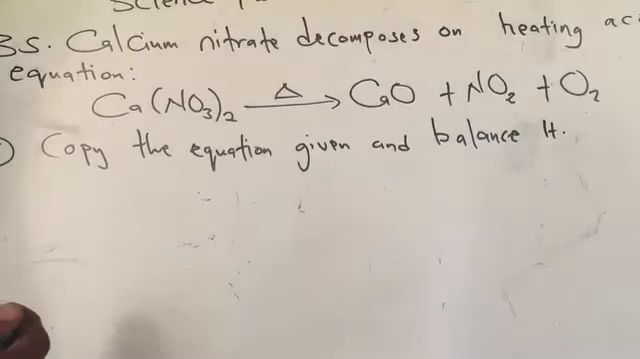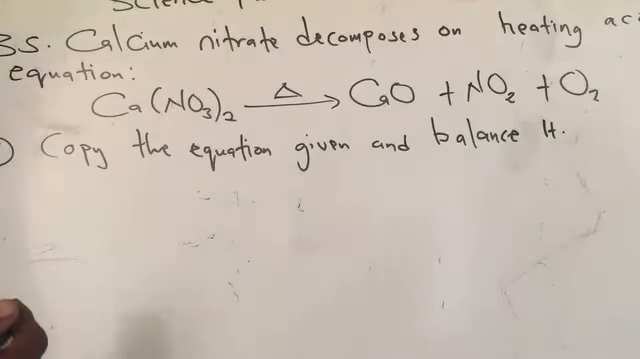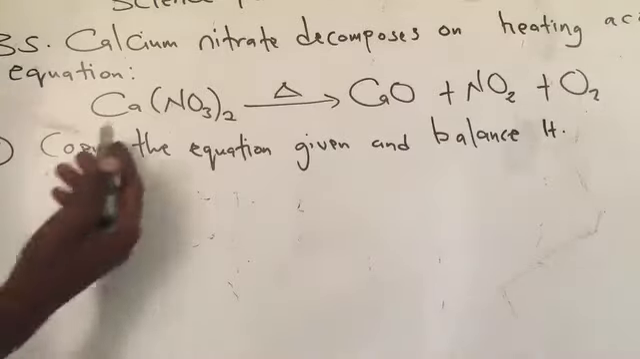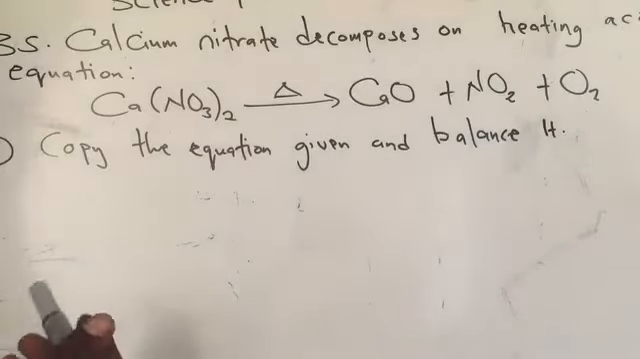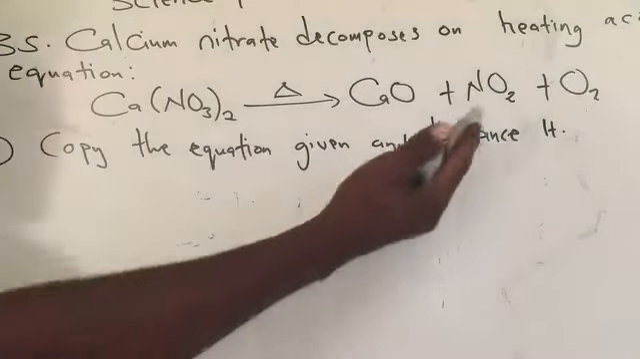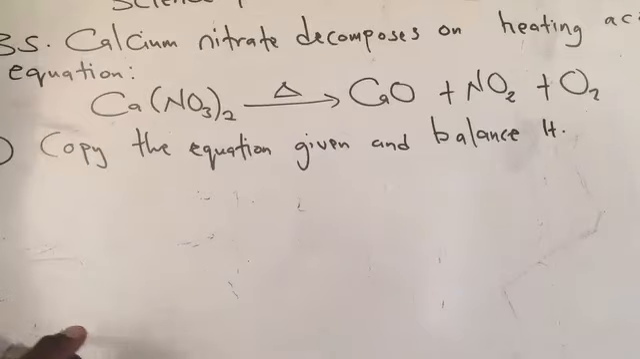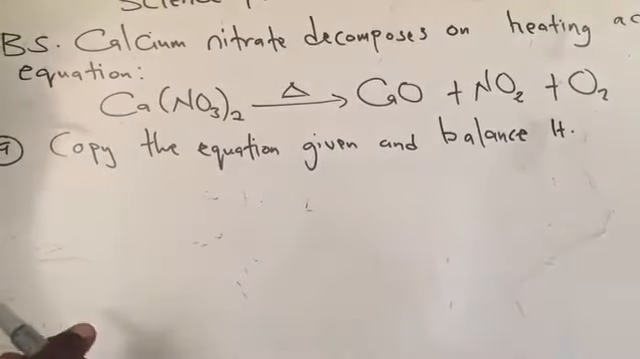This is Mr. Perry, and today we are going to look at Science Paper 2 2022, and our main concentration is balancing the chemical equation. The question states, calcium nitrate decomposes on heating according to the equation. This is the equation showing that calcium nitrate is being decomposed to form calcium oxide, nitrogen dioxide, and oxygen. Now there are a few rules you are supposed to take note of when balancing the chemical equation.